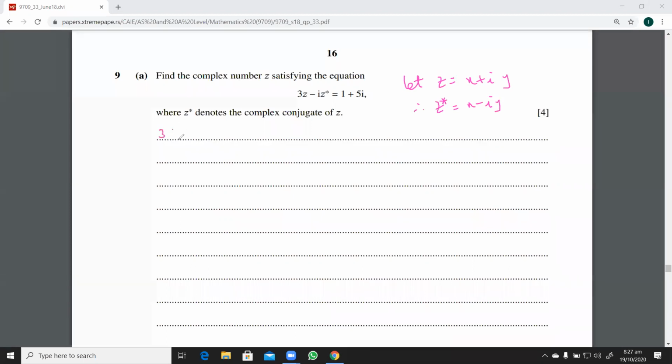So this is 3 into x plus iota y, minus iota into x minus iota y, that is 1 plus 5 iota. So this is 3x plus 3 iota y minus iota x plus iota square y. Now it is better to write it in terms of 3x, iota, and 3 iota y.